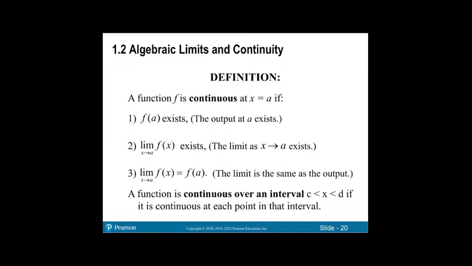A function is continuous at a if it's defined at that point. So the output at a exists. The limit as x approaches a exists. And then if the limit as x approaches a is the same as f of a, then we say that it's continuous over an interval.